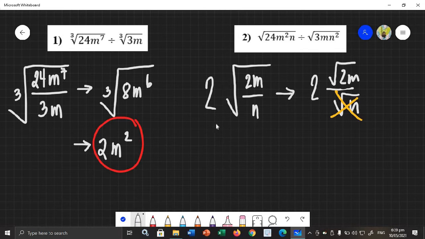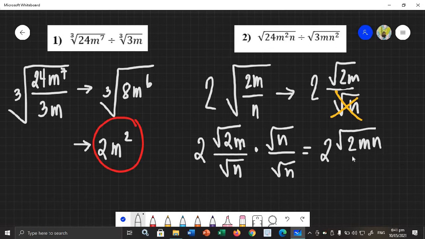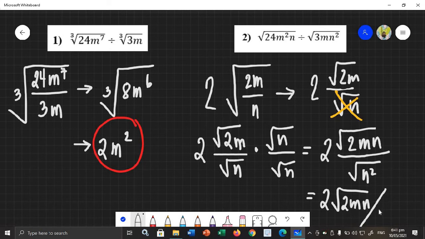When we rationalize the denominator, we think of a radical that we can multiply to square root of n so that it becomes a perfect square. I believe that is square root of n also. So square root of n over square root of n. If we multiply the denominator by square root of n, of course, we also multiply the numerator by square root of n. So it will become like this. We have square root of 2m times square root of n. So 2m times n, the answer is 2mn, all over square root of n times n, which is n squared. Now, simplifying this, we can take the square root of n squared in the denominator. So we have 2 square root of 2mn all over n, since the square root of n squared is simply n.